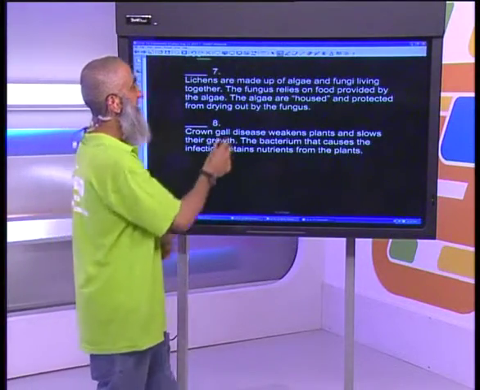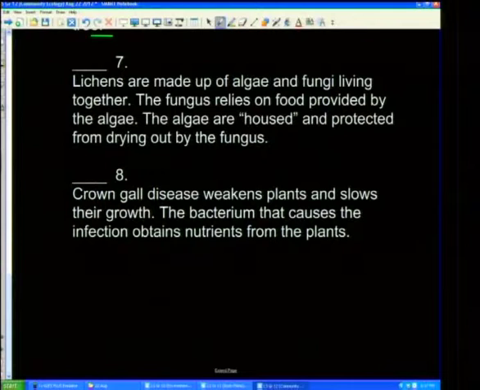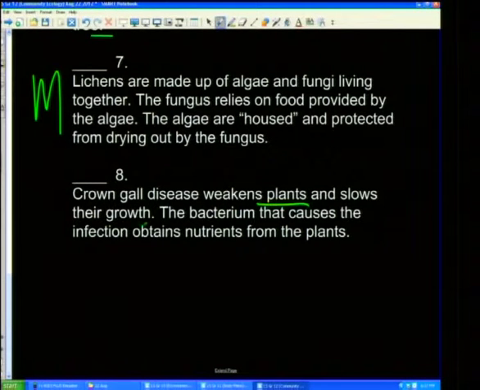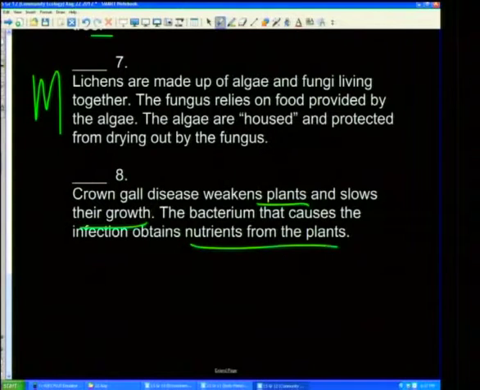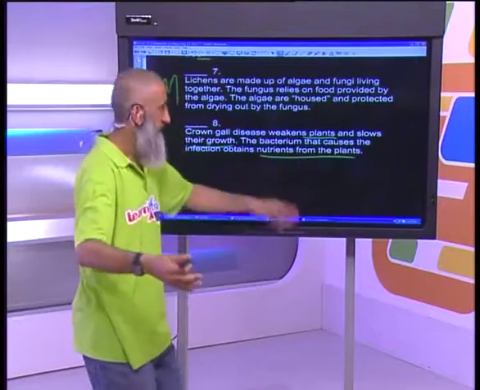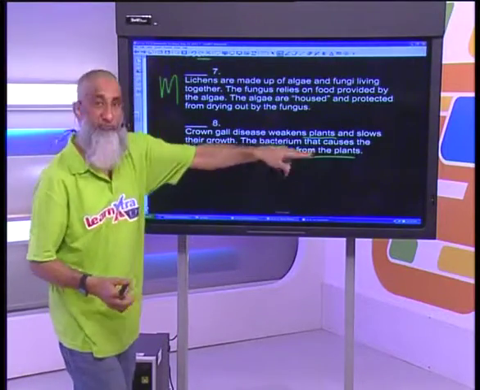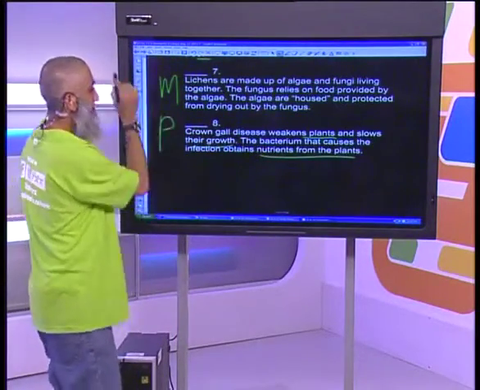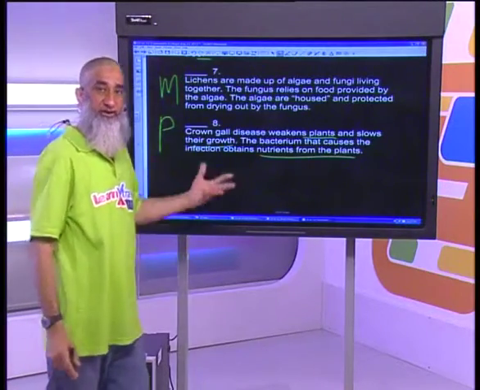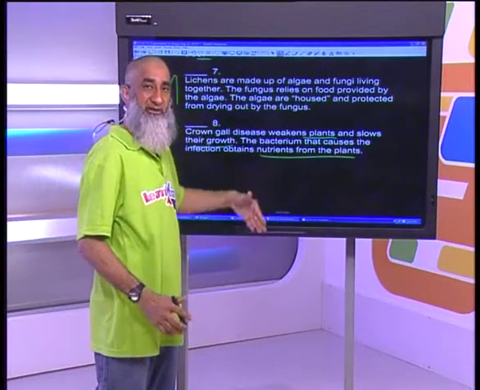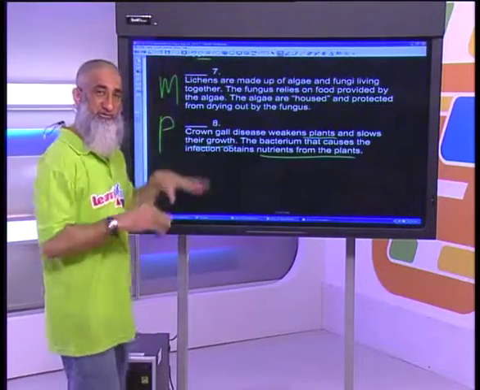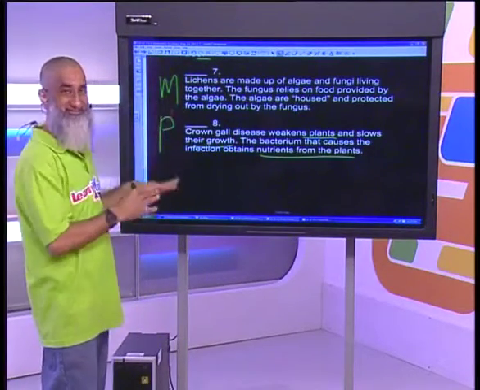Lichens are made up of algae and fungi living together. Okay, this one we don't have to do, guys, because we've done it already. Mutualism. Crown gall disease weakens plants and slows their growth. The bacterium that causes the infection obtains nutrients from the plants. Obviously, gall disease weakens, harm. Gets nutrients from the plants, benefit. So, parasitism. Guys, if you can understand this part here, then you've understood the concepts that we have discussed up to now about this section.